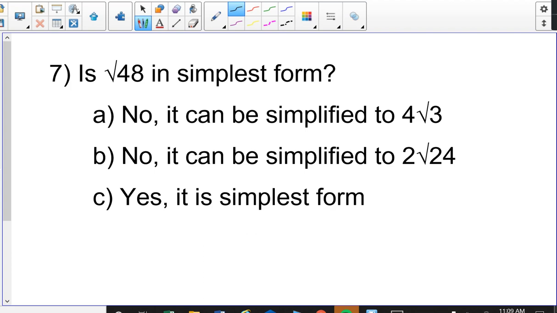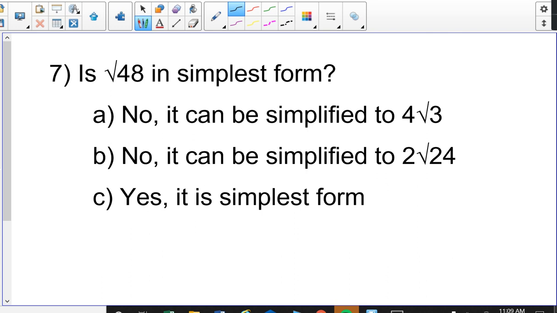Here are questions 7 and 8 on your study guide. I'm doing these two questions together because they both deal with simplifying radicals. So let's see, question 7 says, is the square root of 48 in simplest form?